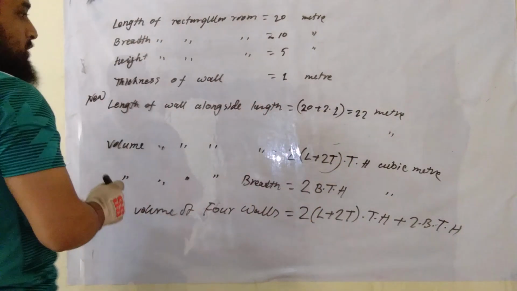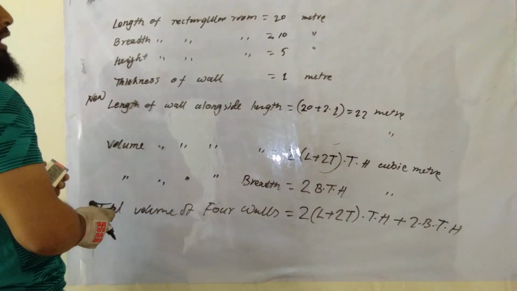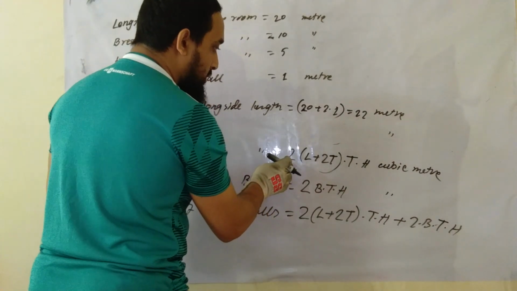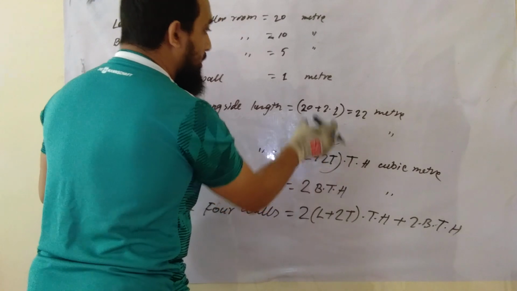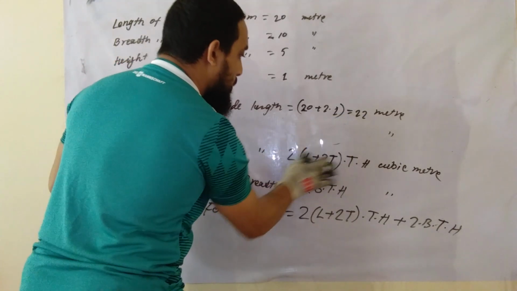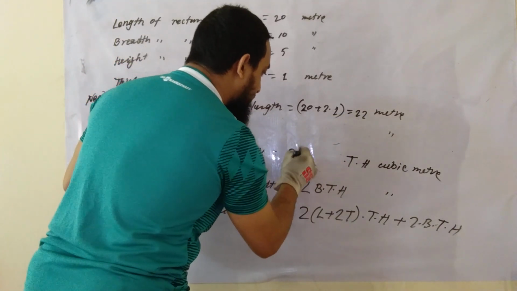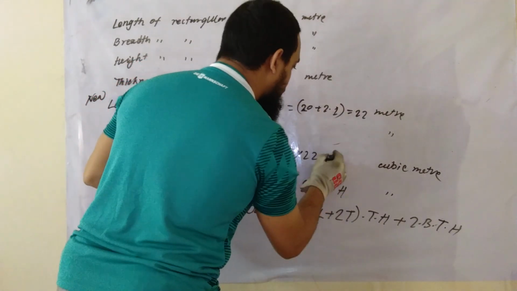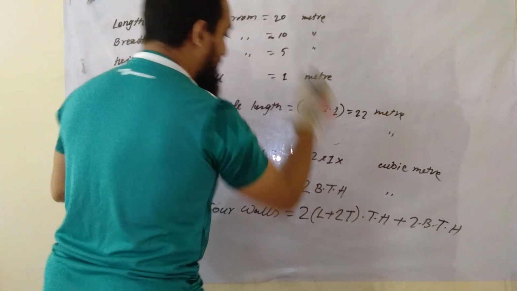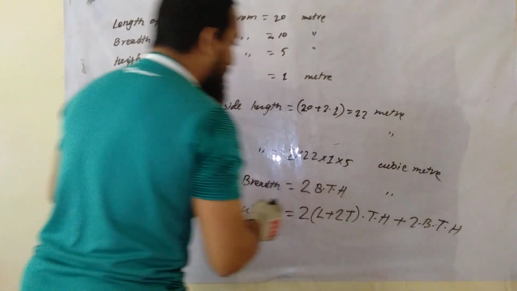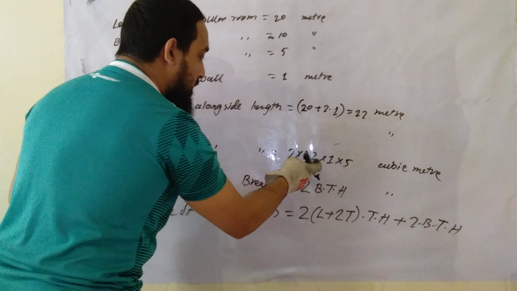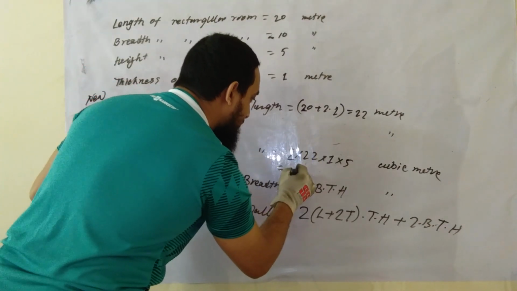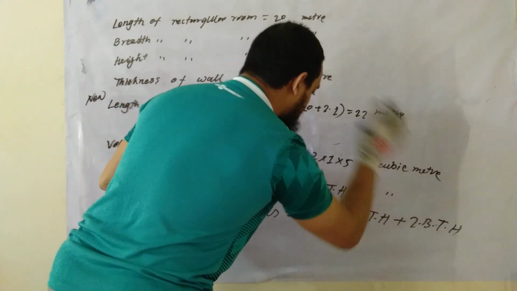Okay, so the volume of the wall alongside length. How many walls? 2 walls. That is why this 2. L plus twice T, we have already found it, is 22. So just write it down: 22 into thickness, thickness is 1, and height, height is 5. So what are we going to have? 5 into 22 is going to be 110. 110 into 2 is going to be 220 cubic meter.